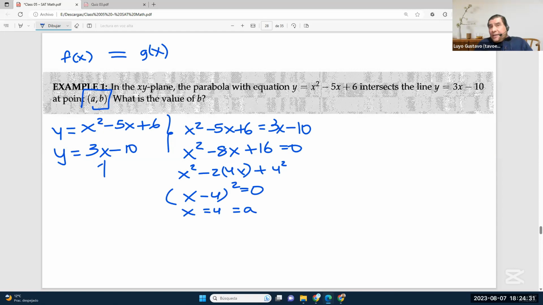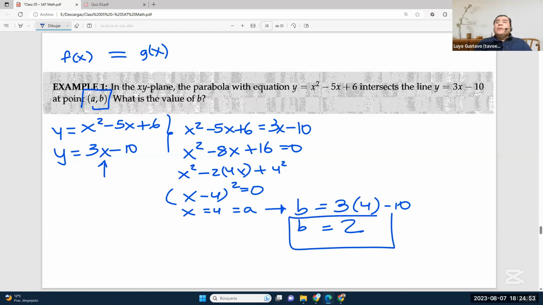Okay, insert a here, right? And then calculate y. That's the easiest part. So b must be what happens when you substitute x for the solution, that is the value of a, 4, which is 3 times 4 minus 10. This equals 12 minus 10, 2. The solution is this, the value of b. Let's see another example.